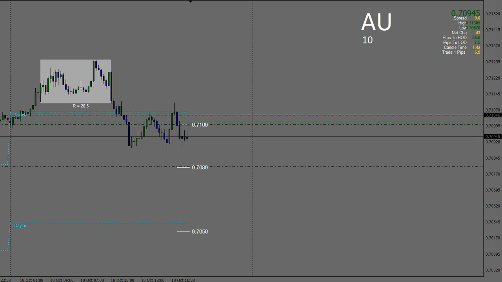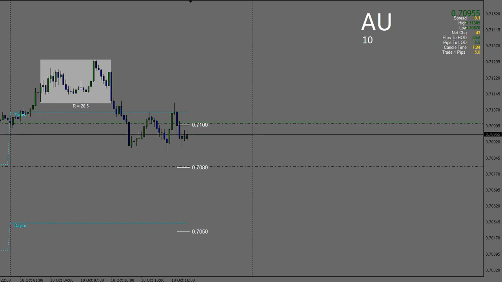Let me just bring this down again. What I want to do is just use that 0-0 level as a buffer. So there you go. I won't lose anything on that trade if it comes back, and it can use that 0-0 as a buffer for some further downside move, hopefully.